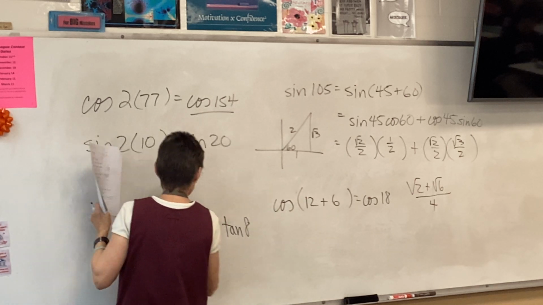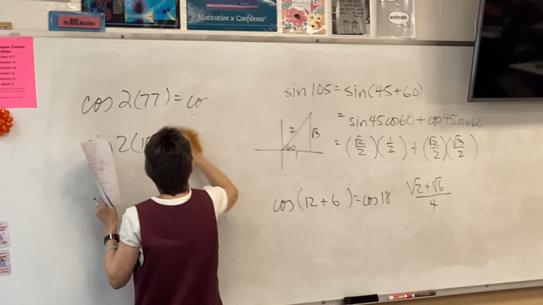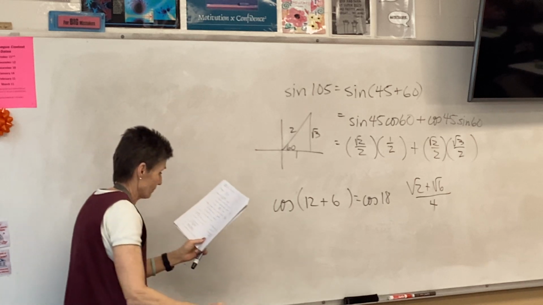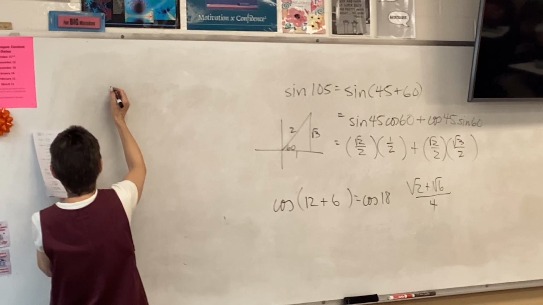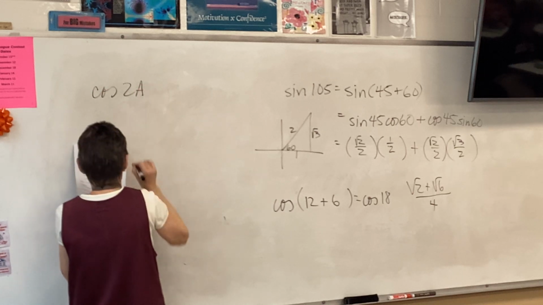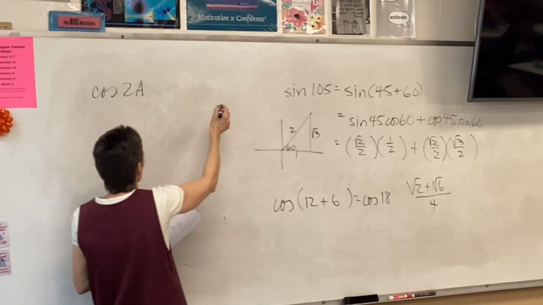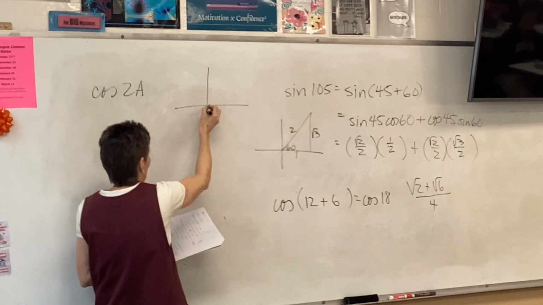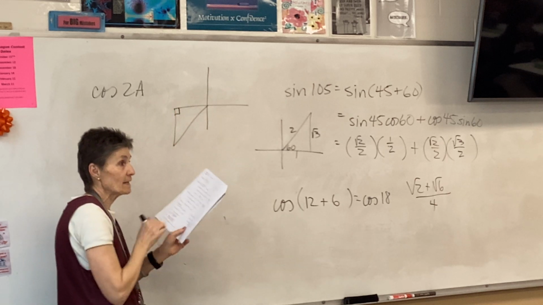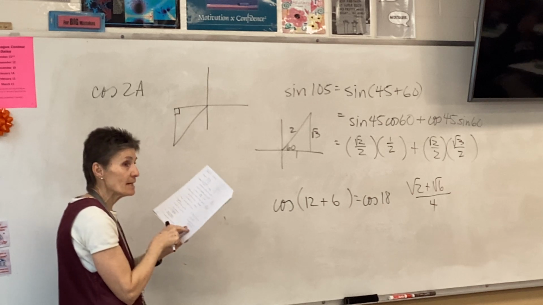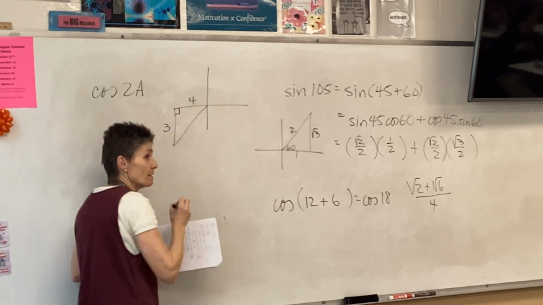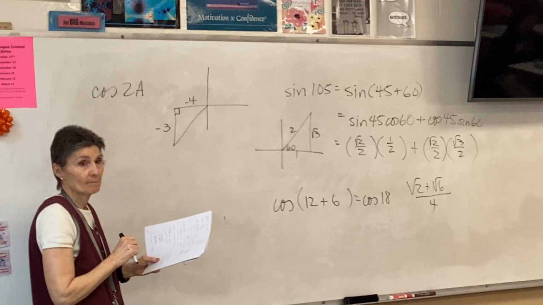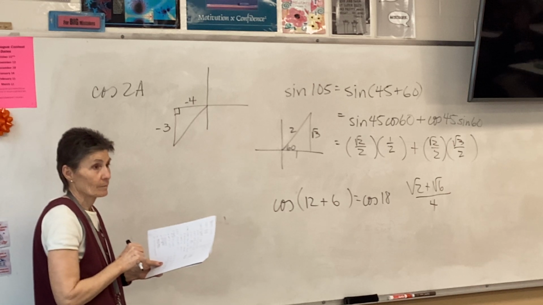Okay? Let's look at B. Alright, so we want to find cosine 2a. And we know that A is in quadrant 3. They tell me that, and the tangent is 3/4. But actually, those would both be negative. Would you agree with me? Yeah. Okay.